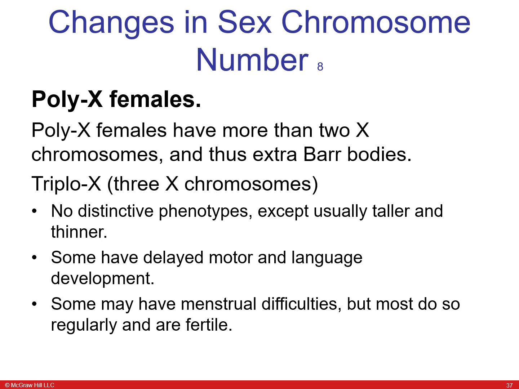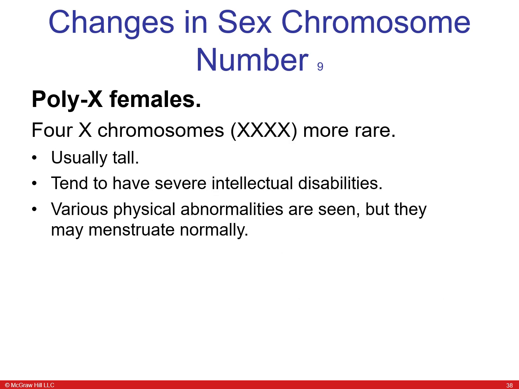Poly-X females have more than 2 X chromosomes and thus extra bar bodies. There's no distinctive phenotype except they are usually taller and thinner. Some have delayed motor and language development, and some have menstrual difficulties, but most are fine and are fertile. 4 X chromosomes is more rare; these females are usually tall and tend to have severe intellectual disabilities, and various physical abnormalities are seen, but they menstruate normally.